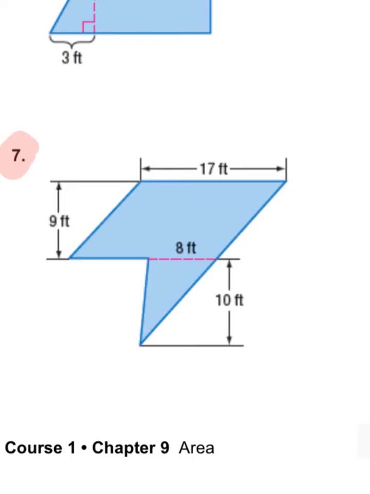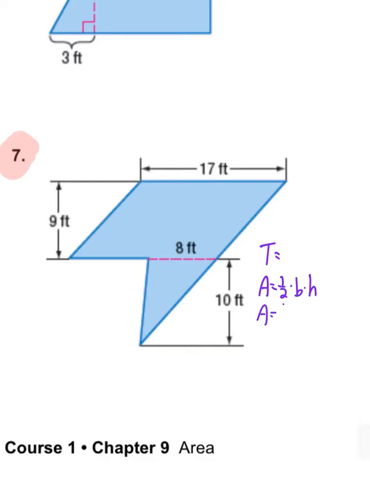This is my triangle here, and it seems like I have a parallelogram right there. So I think I can find the area by finding those 2 areas. So let's start with the triangle. Remember, the area of a triangle is half times base times height.